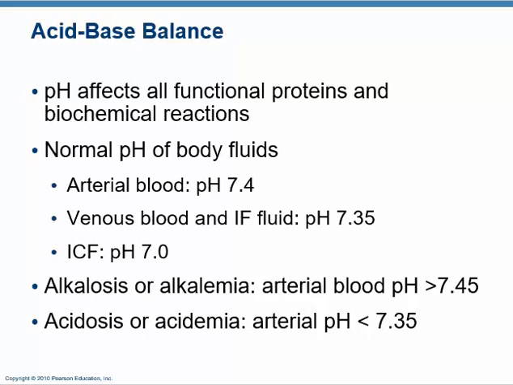so it's slightly alkaline. Venous blood is a little bit more acidic because there's some more carbon dioxide, which is carbonic acid, so it's 7.35. The intracellular fluid is a pH of 7, which is neutral. So you end up with alkalosis if pH gets above 7.45, acidosis if it gets below 7.35. So the normal is 7.35 to 7.45. That's the range we're going to keep it in.